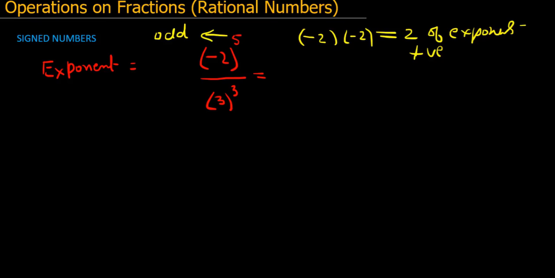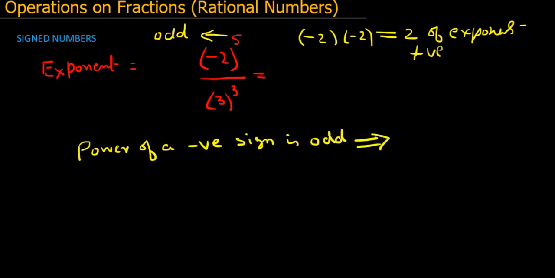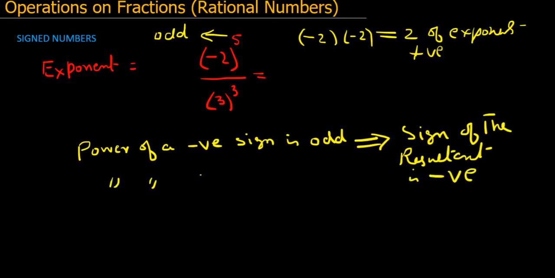So if the power of a negative sign is odd, then the sign of the resultant will be negative. The sign is more important because we know the number. Resultant is negative. And when the power of a negative sign is even, the sign of the resultant is positive. So we handle the sign separately from the number.